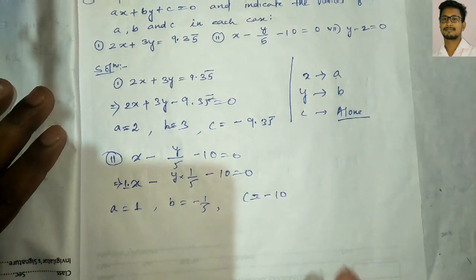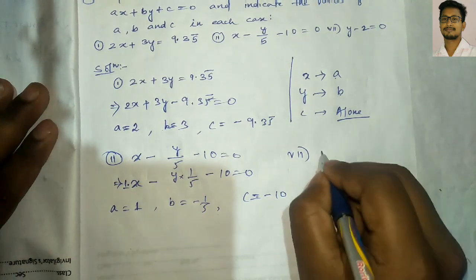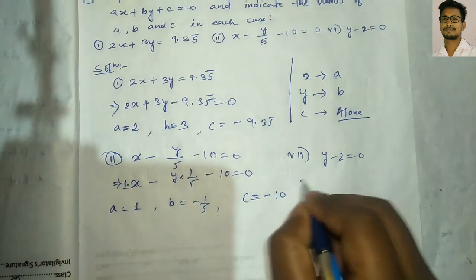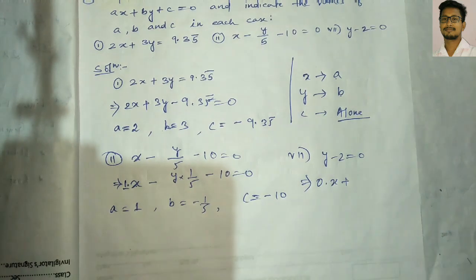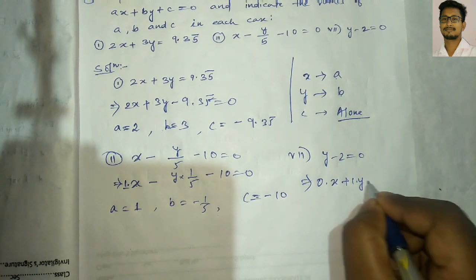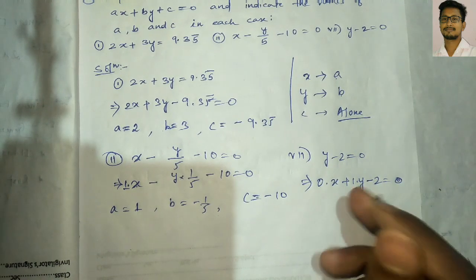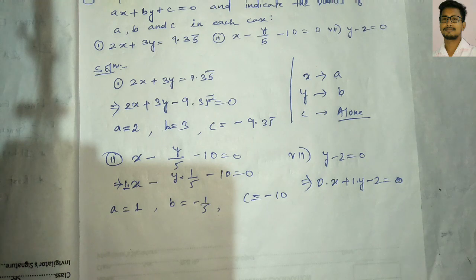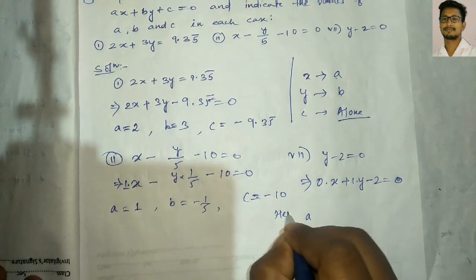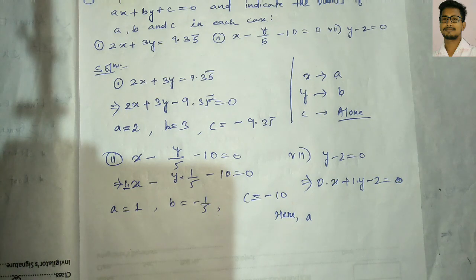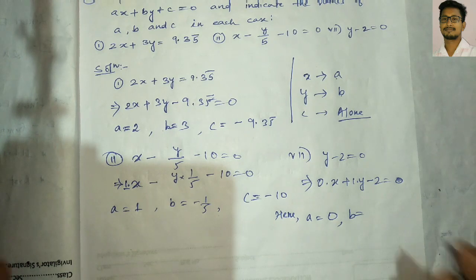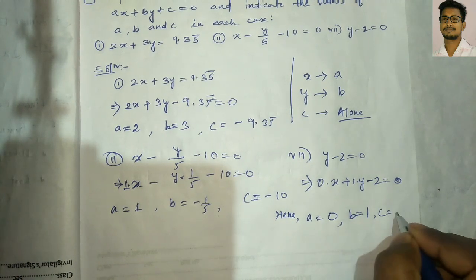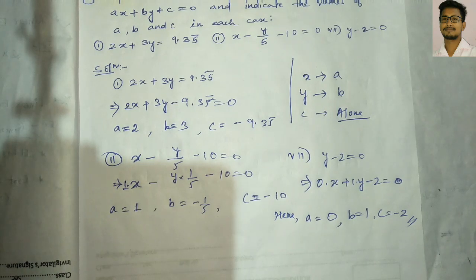Then Roman 7 is also given here: y minus 2 equals 0. Is there an x term here? We don't have one, so let us represent it as 0 into x. Then y is 1 into y, and minus 2 equals 0. When you compare this equation with our general form, a is always with x, so a is 0. Then b is always with y, so b is 1. Then c is alone, that is minus 2. So like this we can solve all these questions.